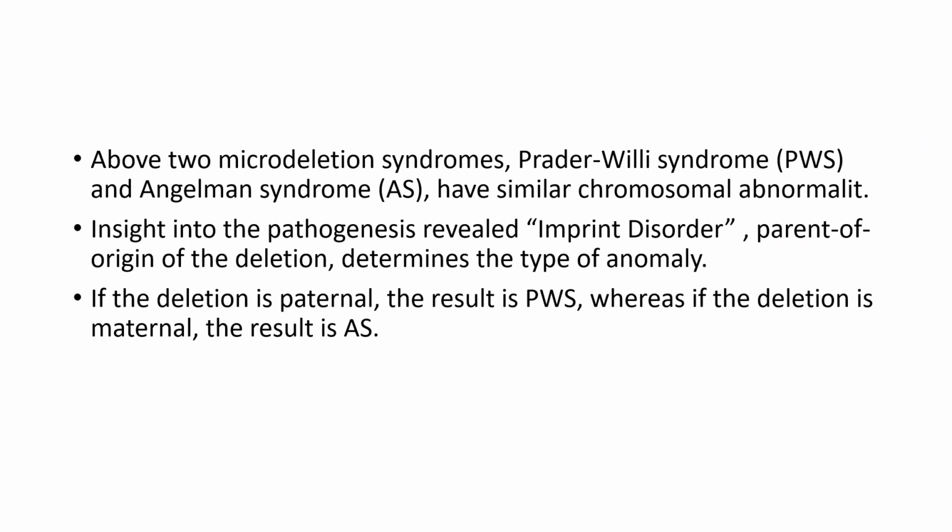The above two macrodeletion syndromes, that is Prader-Willi syndrome and Angelman syndrome, have similar chromosomal abnormality. Insight into the pathogenesis revealed an imprinting disorder, that is, the parent of origin of the deletion determines the type of anomaly. If the deletion is paternal, the result is Prader-Willi syndrome, whereas if the deletion is maternal, the result is Angelman syndrome.